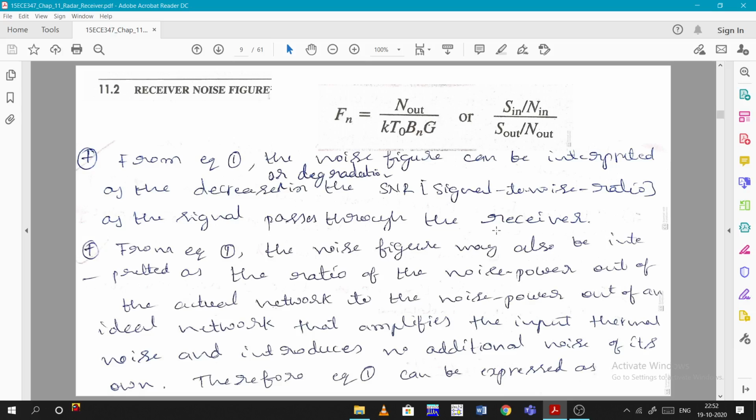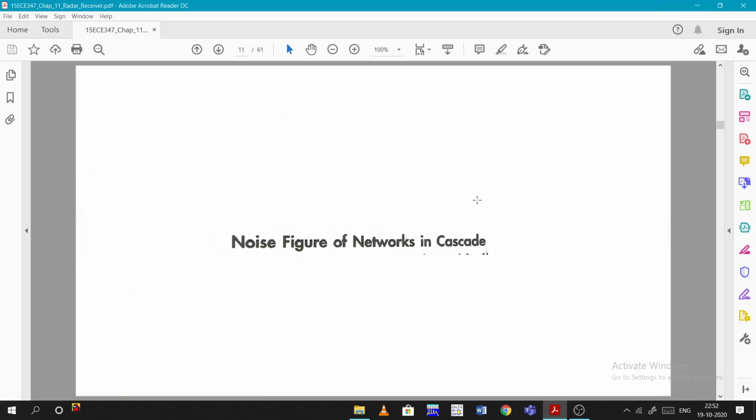Actually, when we send a signal through a receiver, as the signal progresses through each block, the signal gets diminished. So the noise figure may be defined as the ratio of the noise power out of the actual network to the noise power out of an ideal network. So that amplifies the input thermal noise and introduces additional noise of its own. Therefore, it can be expressed as this.